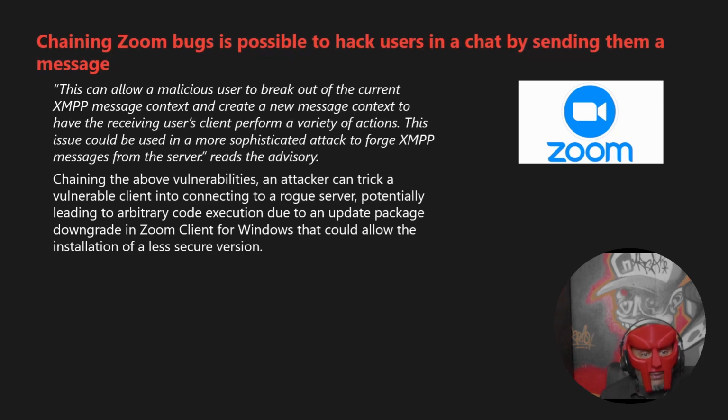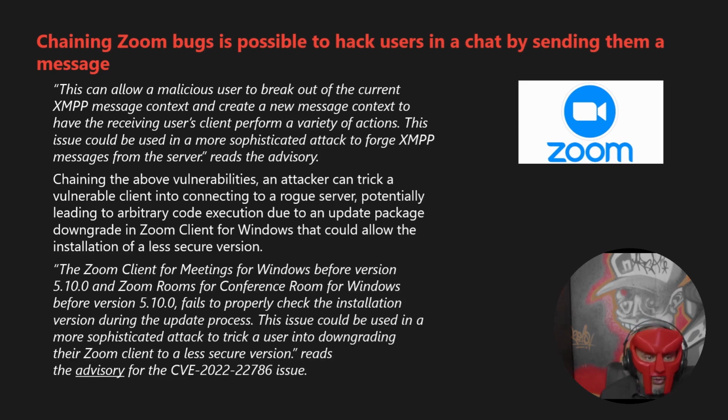Chaining the above vulnerabilities, an attacker could trick a vulnerable client into connecting to a rogue server, potentially leading to arbitrary code execution due to an update package downgrade in Zoom client for Windows that could allow the installation of a less secure version. The Zoom client for meetings for Windows before version 5.10.0 and Zoom Rooms for conference room for Windows before version 5.10.0 fails to properly check the installation version during the update process. This issue could be used in a more sophisticated attack to trick a user into downgrading their Zoom client to a less secure version, reads the advisory for the CVE-2022-22786 issue.